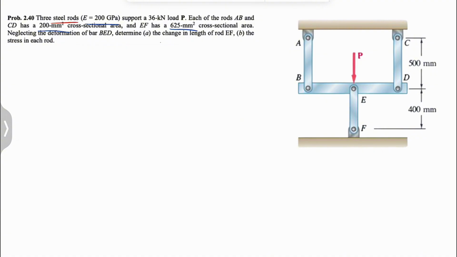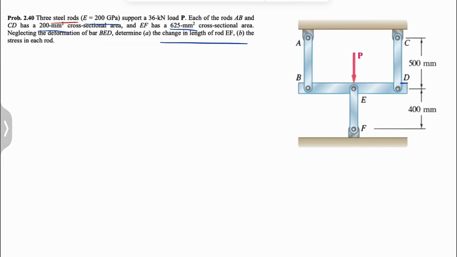And neglecting the deformation of BED, so we're going to assume that BED is a rigid body that is not going to get deformed. And we need to determine the change in the length of rod EF and also the stress in each of these three rods. So first of all, for finding the stress in each of them, we need to figure out the force first.